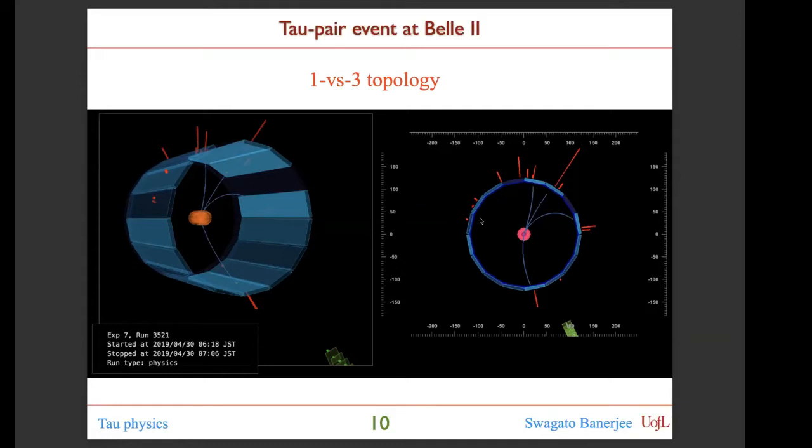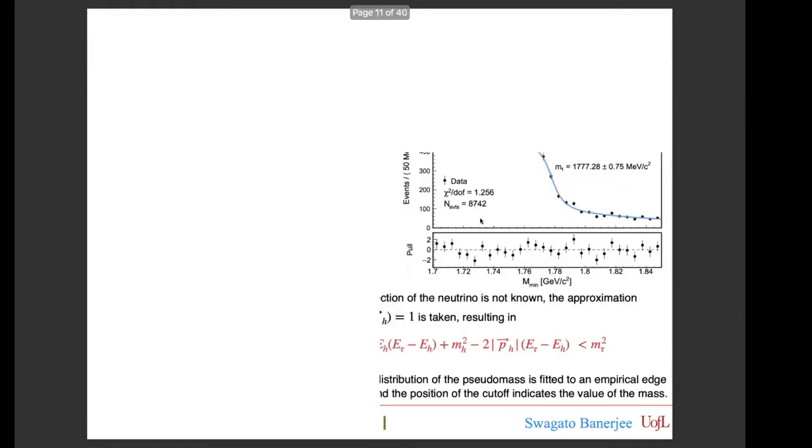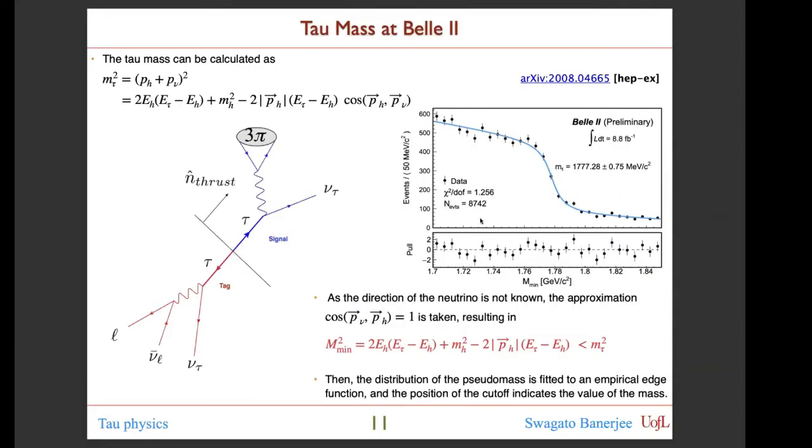for this event. And this is how a characteristic 1 versus 3 looks like at Belle 2. The tau mass measurement can be improved, and this is an ongoing study at Belle 2. The method that is being used is to calculate the so-called pseudo mass variable. Here we use 1 versus 3 events. So the 3 pions are the signal side, and we try to measure the mass of the tau by looking at its behavior near the threshold.